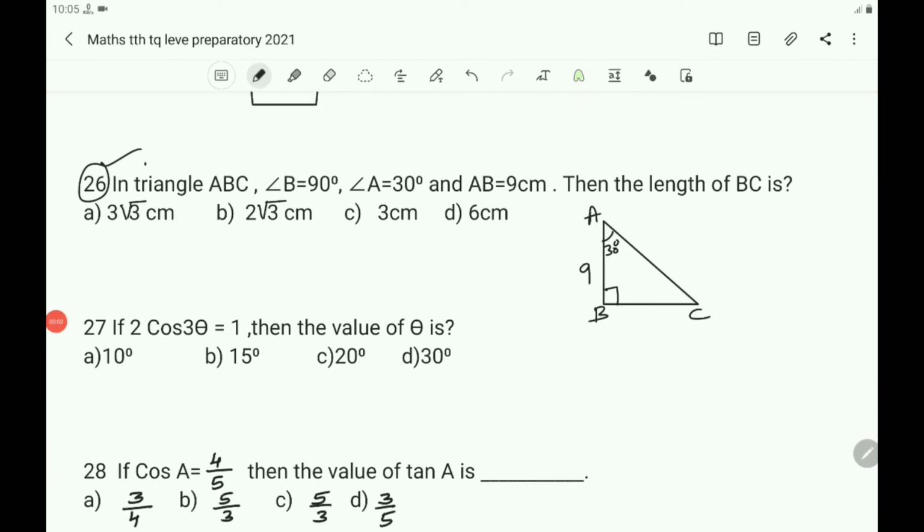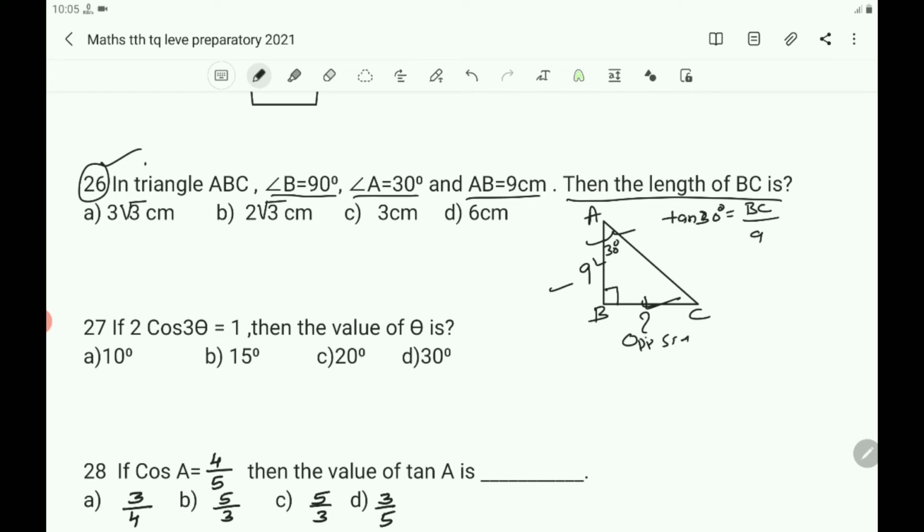Now you take question number 26. In triangle ABC, angle B equals 90 degree, angle A equals 30 degree, AB equals 9 centimeter. Then the length of BC is, here see the figure, angle A is given, that is 30 degree. And here we have to find the value of BC. So here you use the ratio having this AB and BC. For angle A, BC becomes the opposite side and AB the adjacent side. So opposite side by adjacent side is the ratio tan theta. That is tan 30 equals what? Opposite side BC by adjacent side 9.